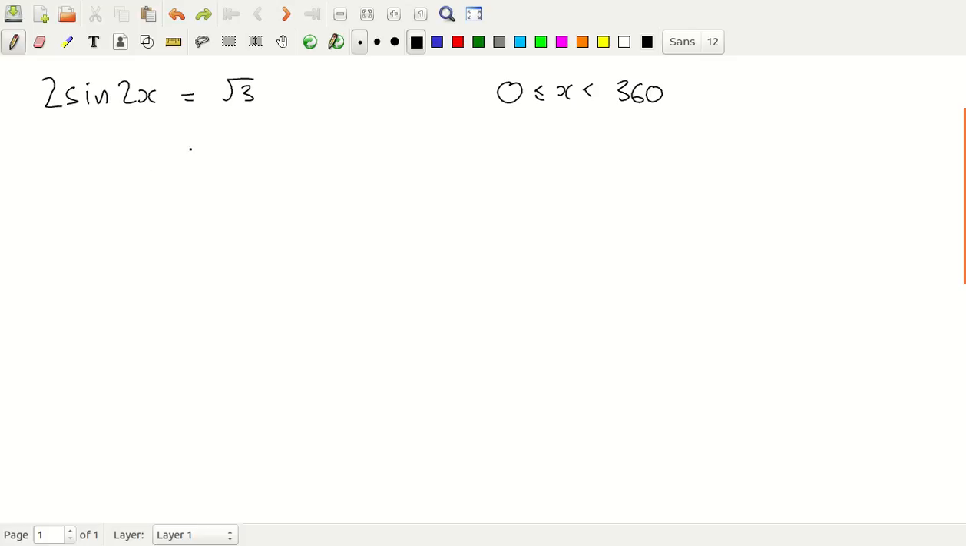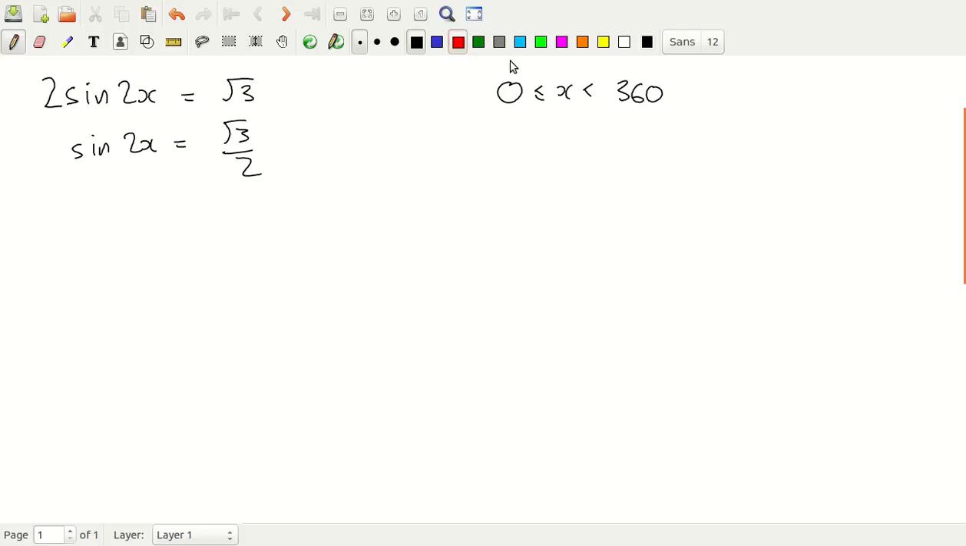Okay, here we have another trig equation, hopefully of a type you've seen before. If you're using this to revise, please pause the video now, try and solve the problem, and then unpause to see the solution. Okay, here goes. So the first thing I'll do is make sure I've got a single trig equation as the subject. So that's sine 2x is root 3 over 2.